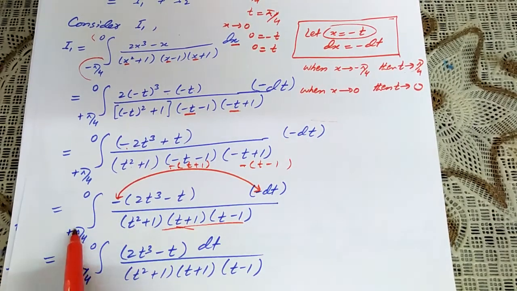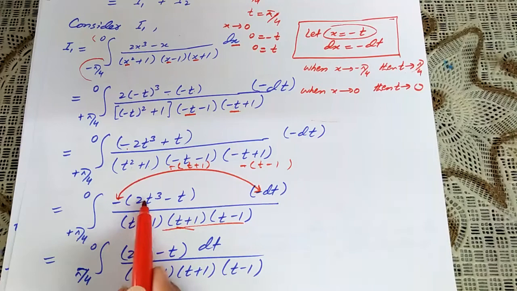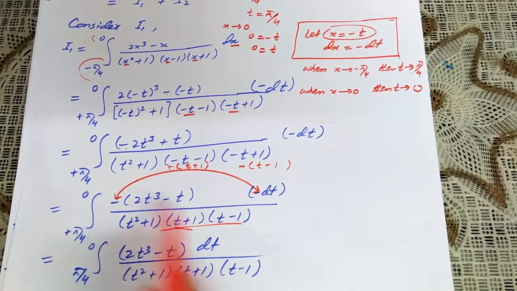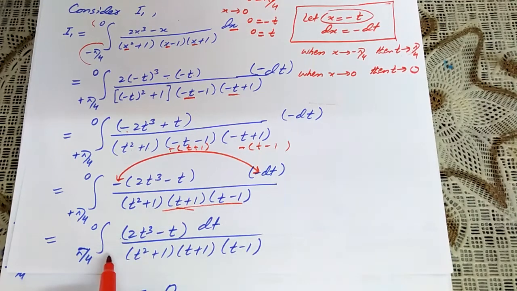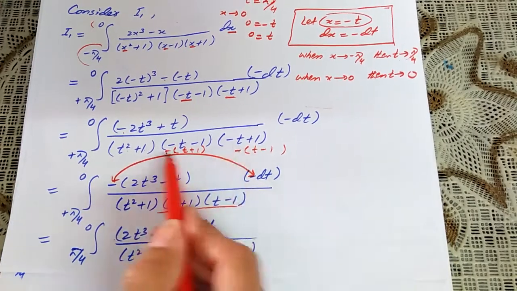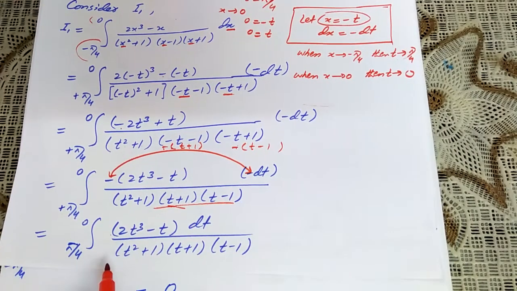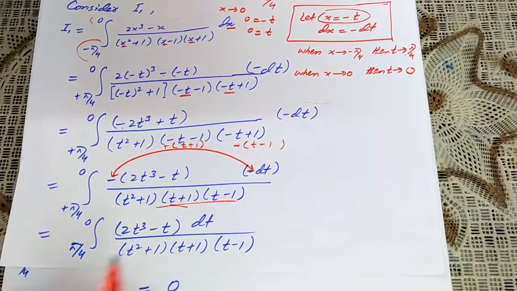Now I got pi by 4 to 0, negative 2t cube minus t. Negative negative will become positive, so it will be finished. And also from the denominator, negative will be finished because we have two negative signs here that will be multiplied and give us the positive sign here.